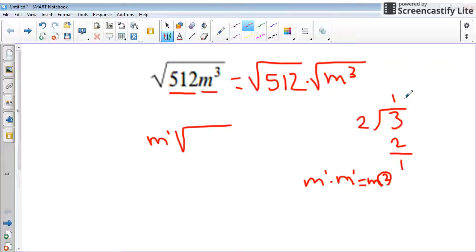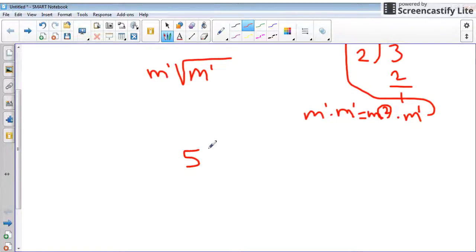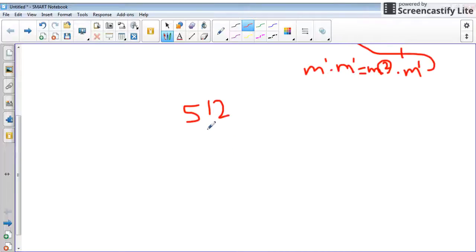In other words, we have a remainder of 1 in our exponent. m squared times another m to the first gives us our m to the third. So to get to m to the third, I need that other m to the first on the inside. Odd numbered exponents always give you a remainder of the base to the first power on the inside of the radical sign. Now we're going to do the same thing with 512, but we're going to need to rewrite this using its prime factorization.